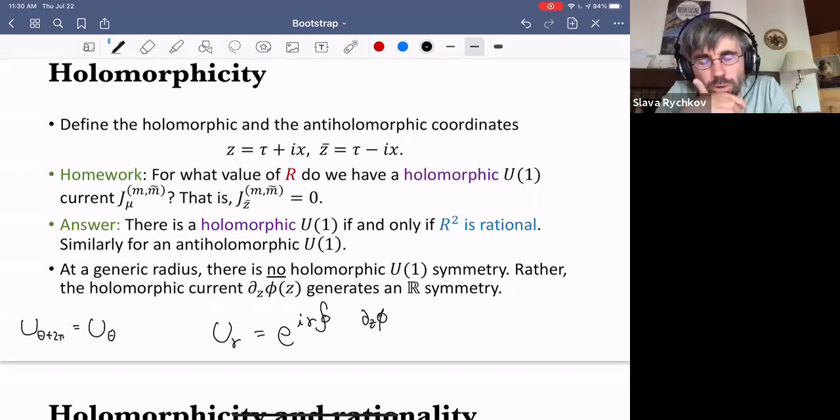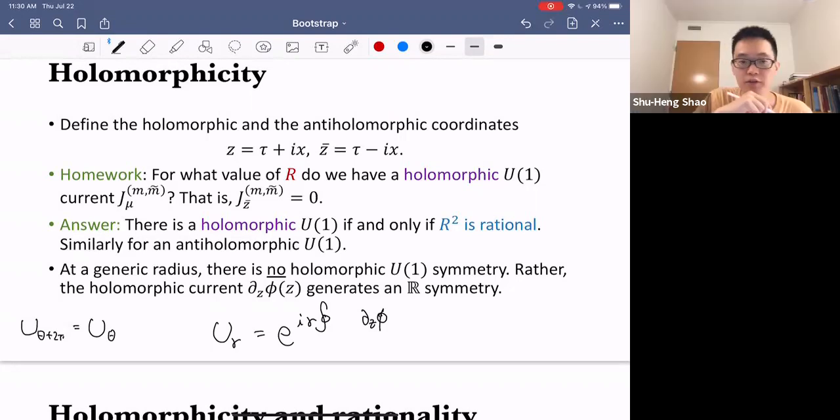But otherwise, would it be a good symmetry? Otherwise, a good symmetry. Yeah, no problem with that. Still conserved. It's just a global form. Okay.